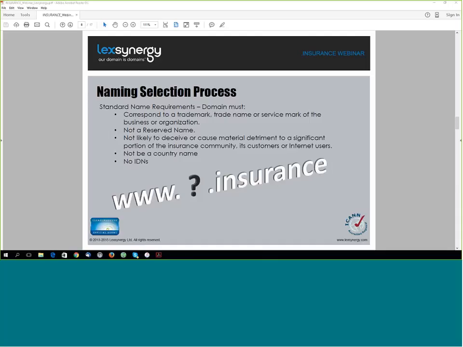It can't be a country name, so for instance, United States.insurance or United Kingdom.insurance, and then no IDN. That means that you cannot register a .insurance domain name using foreign characters or non-Latin script, ASCII script, so it doesn't support foreign languages. So it would have to be English for .insurance domain names.